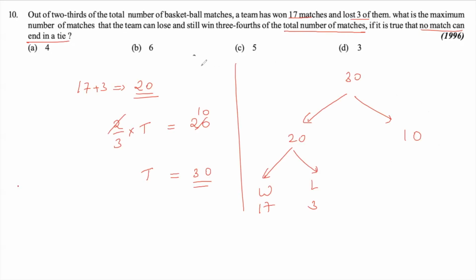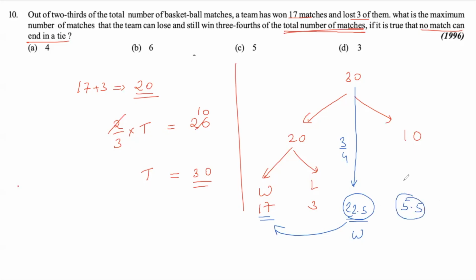The question is, what is the maximum number of matches that the team can lose and still win 3/4 of the total number of matches? Now, the total number of matches is 30. So 3/4 of that would be 90 by 4, roughly 22.5. So the team wants 22.5 victories. Out of them, they have already had 17 victories. So now the team wants 22.5 minus 17, balance 5.5 victories. Okay, well, the number of victories obviously can't be in points. So we take it as 6.